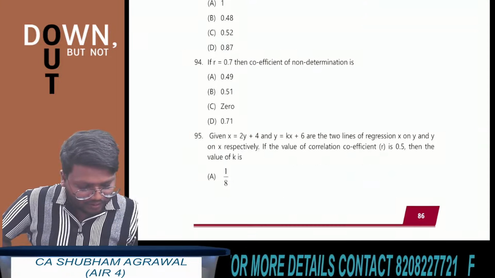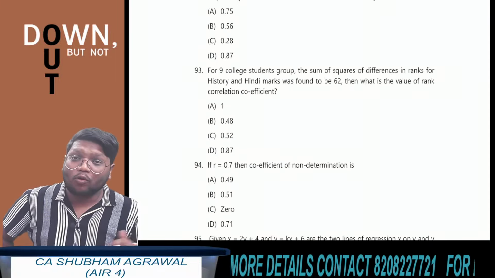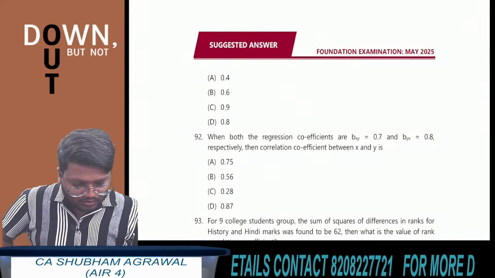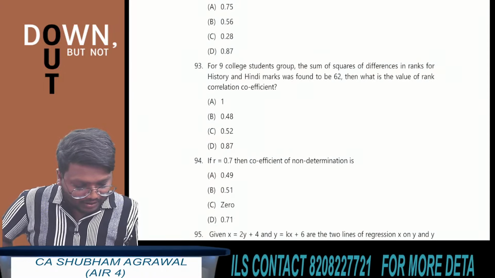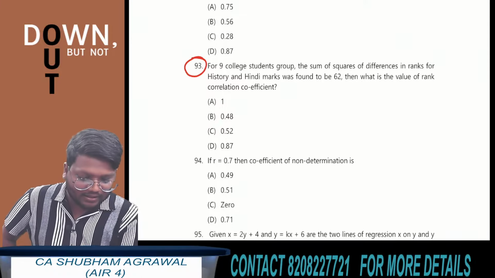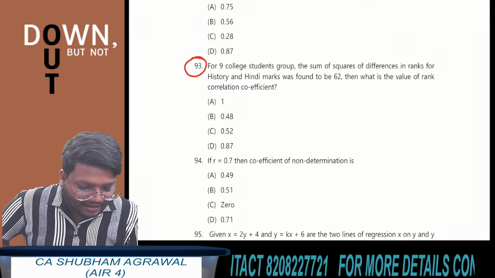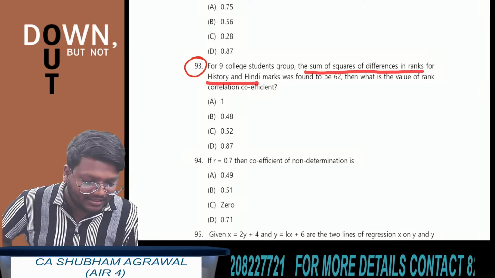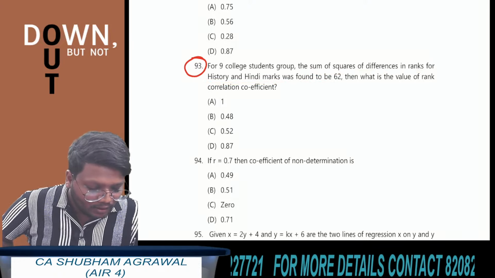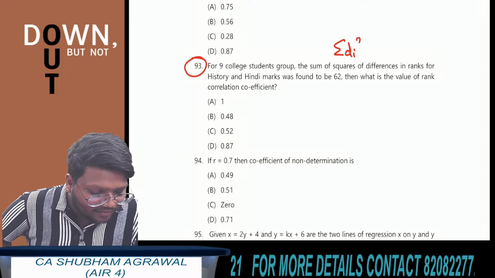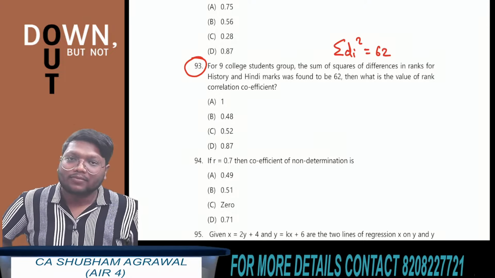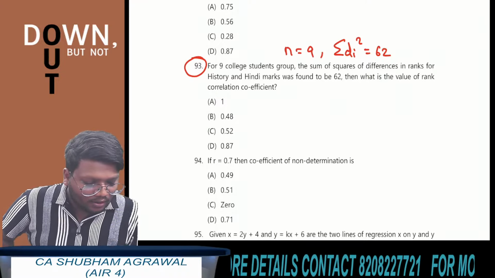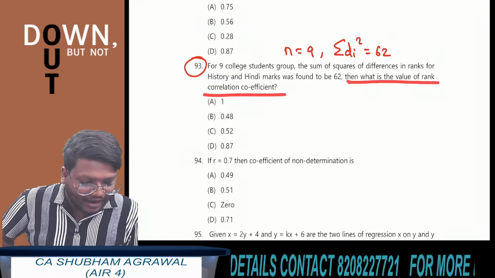Now we are solving some of the questions from the correlation and regression chapter. I am taking first question number 93. For a group of 9 college students, the sum of squares of differences in ranks for history and Hindi marks was found to be 62. So summation of di square is given, which is 62, and n is 9. They have asked, what is the value of the rank correlation coefficient?